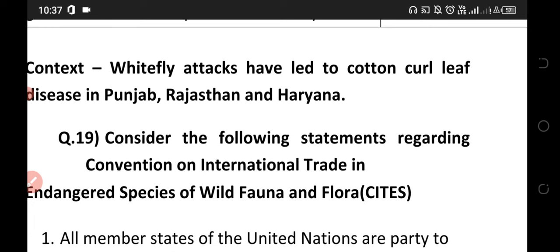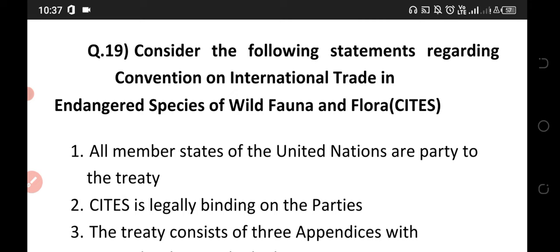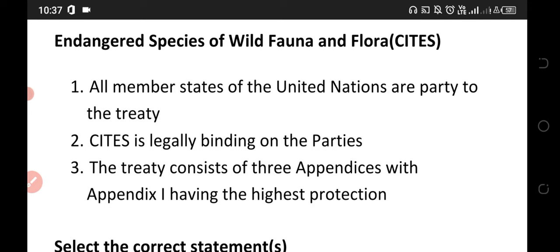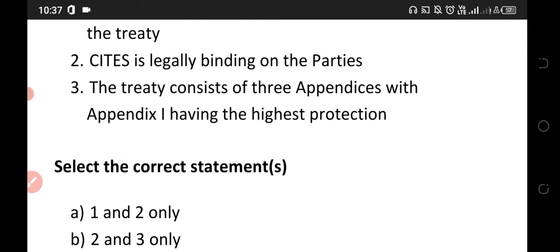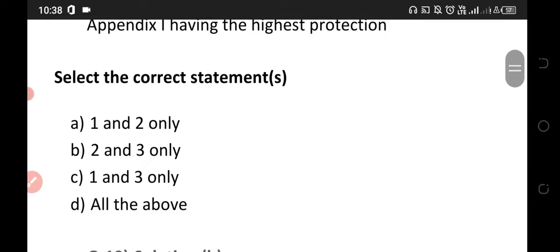Answer the following statements regarding the Convention on International Trade in Endangered Species of Wild Fauna and Flora, CITES. All the member states of the United Nations are party to the treaty. CITES is legally binding on parties. The treaty consists of three appendices. Appendix 1 has the highest protection. You know about that? One should be out of them. I think 2 and 3 is the right answer.